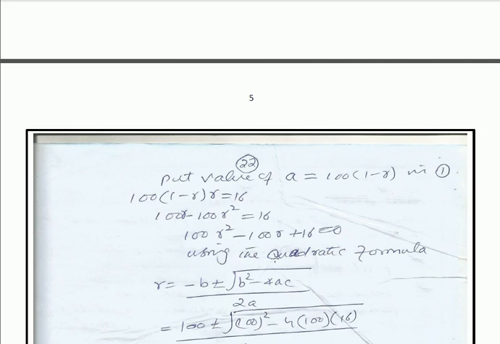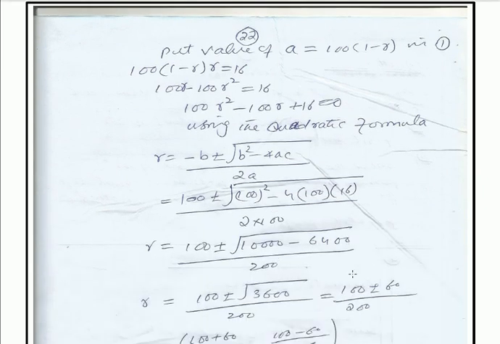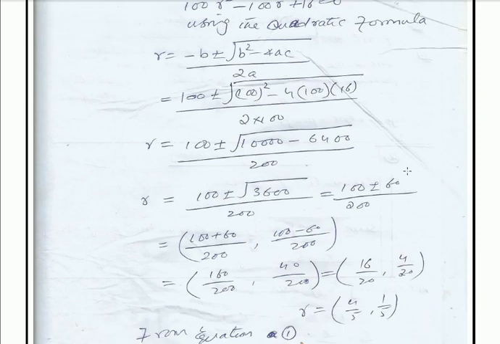After simplification, put the value of a equal to 100 times (1 minus r) into equation 1. After simplification, we get 100 r square minus 100 r plus 16. By putting the values in the quadratic formula and after simplification, we get r equal to 4 over 5 and 1 over 5.